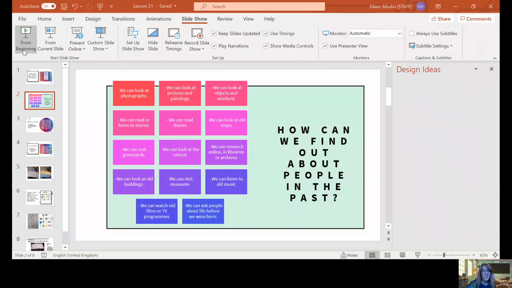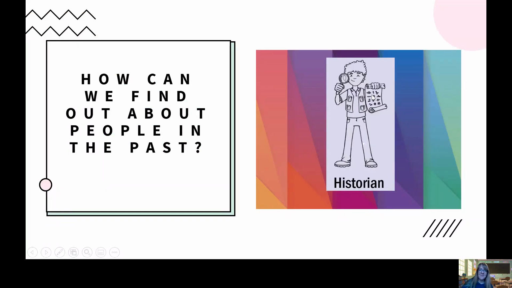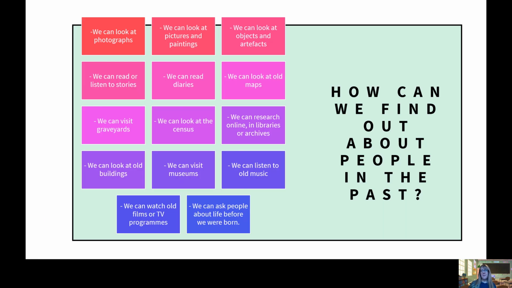So we know our inquiry question has been, how can we find out about people in the past? And most of the time we've been historians, haven't we? And by looking into history, looking into the past, and here are a few ways that we've been learning about that we can find out about people in the past.